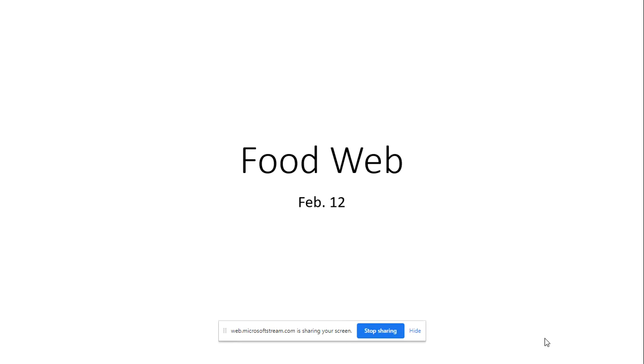Today we are going to be learning about the food web and how we can create one. You will have a piece of paper in front of you, and we're going to draw out the food web one at a time so that we can understand what a food web is.